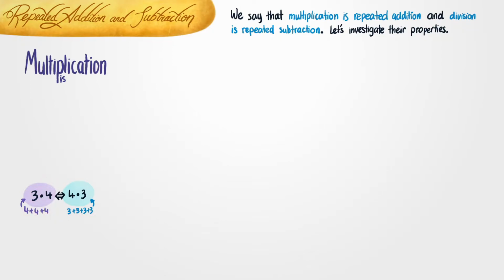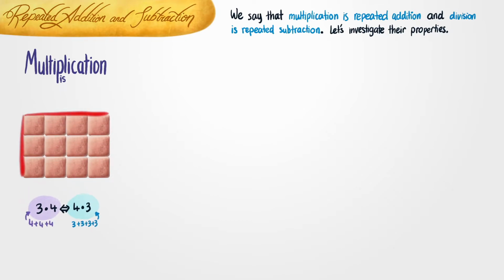All I really need to do is to draw up a rectangle with 3 blocks on one side and 4 blocks on the other side. To explain why we can actually multiply in any order, I want you to notice that if we count in rows, we're going 4 plus 4 plus 4. And then, if we count in columns, we have 3 plus 3 plus 3 plus 3. In either case, we're counting the same blocks, and we should get to the same number every time.